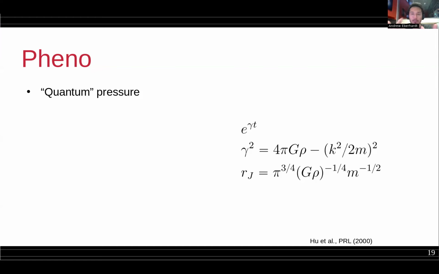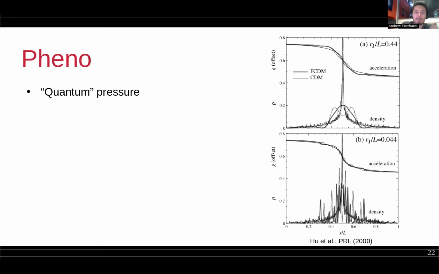In fact, any two variables that are related by a Fourier transform will have what looks like an uncertainty principle associated with them that will prevent you from forming structures below certain scales. We get this modified Jeans scale, the scale below which structure doesn't form, by comparing the time scale associated with the gravitational growth to the time scale associated with the oscillation of the field. And these two things are equal. That gives us our scale below which structure can't form.